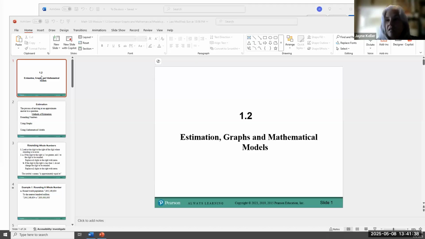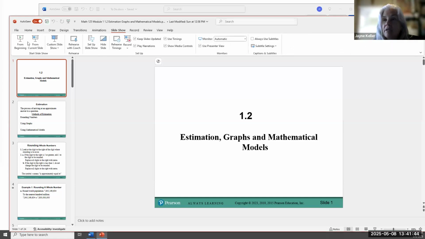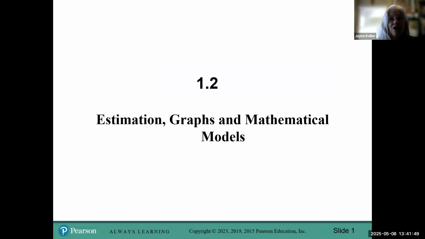All right, I'm going to start sharing my screen here. And here it is. This is the one that I want to share. So hopefully you all can see my screen. Let me put it into a slideshow. There we go. Okay, so our main topic is going to be estimation, graphs, and then mathematical models.